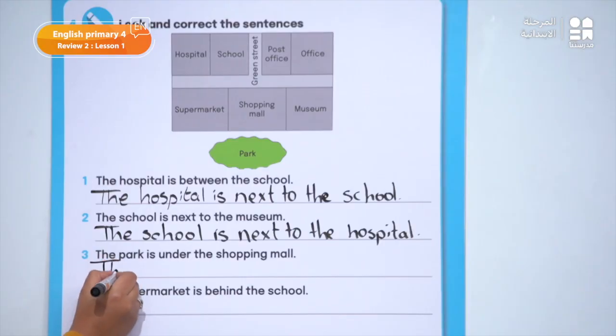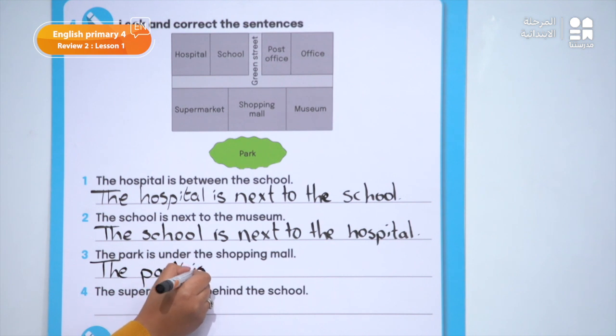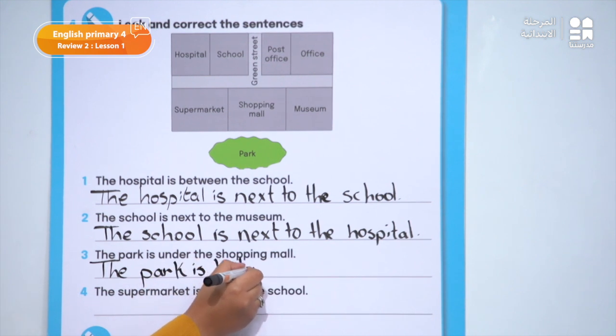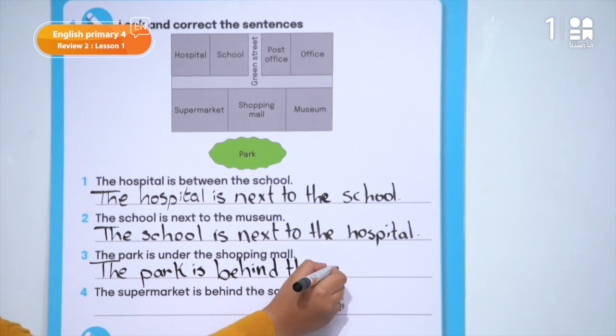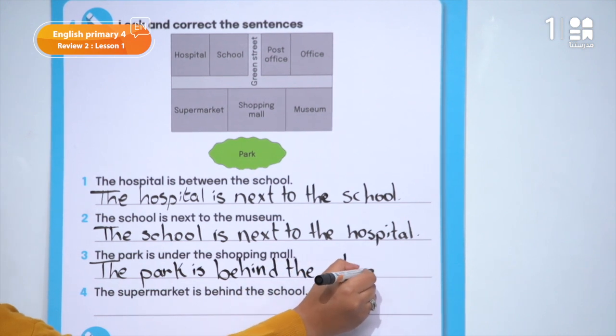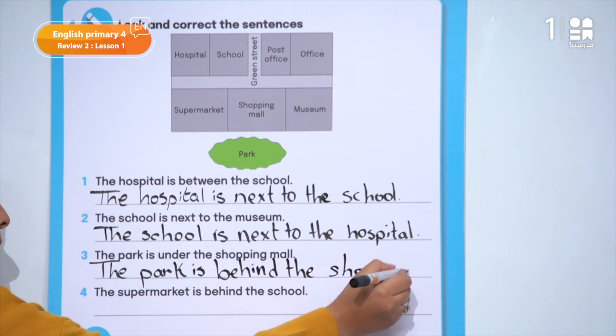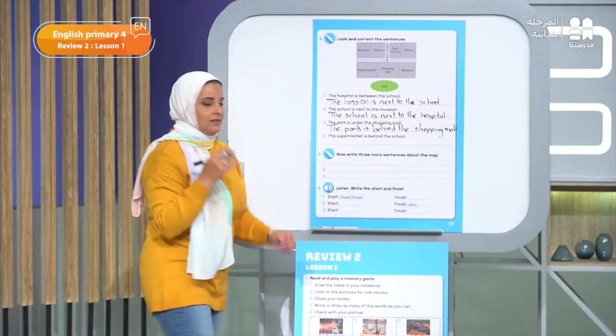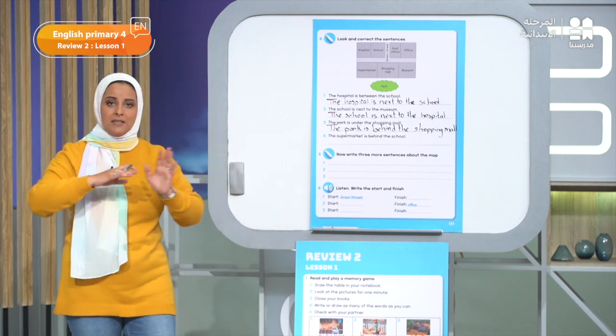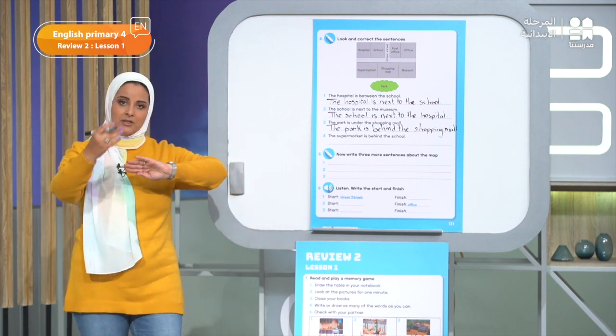The park is behind the shopping mall. يعني ايه كلمة behind؟ يعني وراه. و opposite يعني the other side, on the other side.